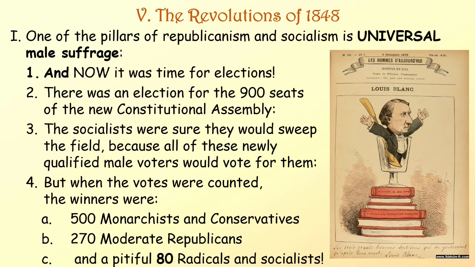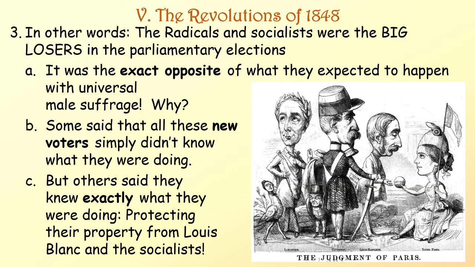But when the election was done and the votes were counted, the winners were as follows: 500 monarchists and conservatives out of 900 total seats, 270 moderate Republicans, and a pitiful 80 radicals and socialists. That's less than a tenth. In other words, the radicals and socialists were the big losers in the parliamentary elections. That was the exact opposite of what they had expected to happen with universal male suffrage.